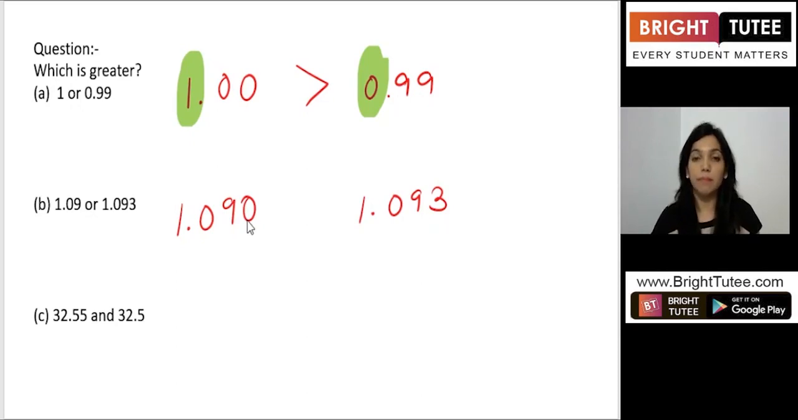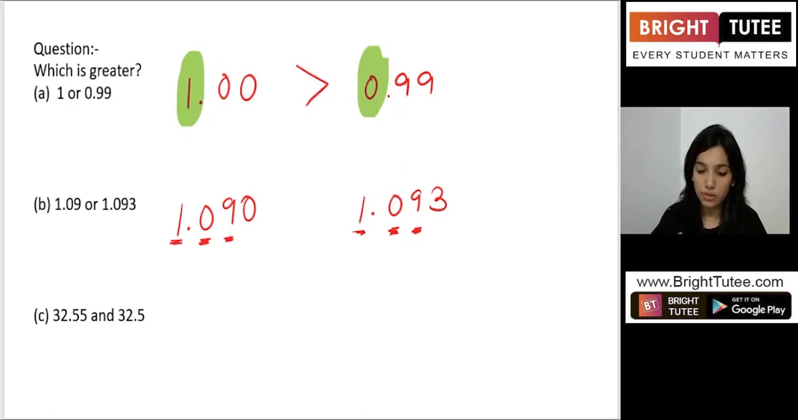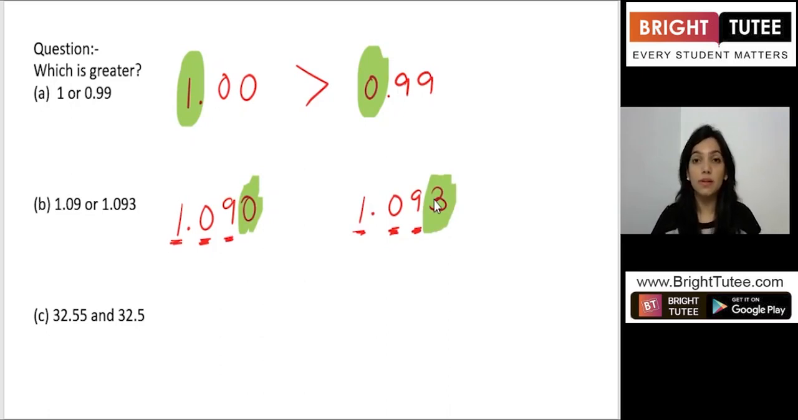Okay, so let's compare them. Comparing the whole numbers, they are the same. Then we compare the numbers sitting at the tenths place, they are still the same. Moving forward, numbers at the hundredths place are still the same. So now let's move to the next number sitting at the thousandths place. Here we have got a 0 and here we have got a 3. So which number is bigger? Clearly 3 is bigger than 0. So 1.093 is the bigger number. So that's the answer.